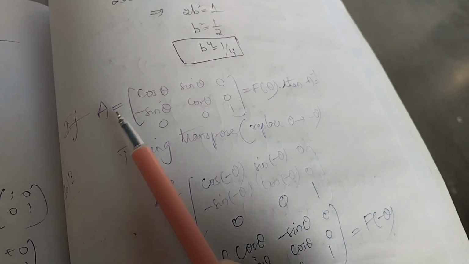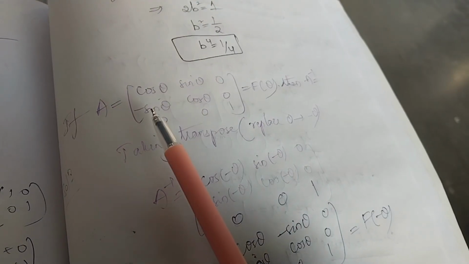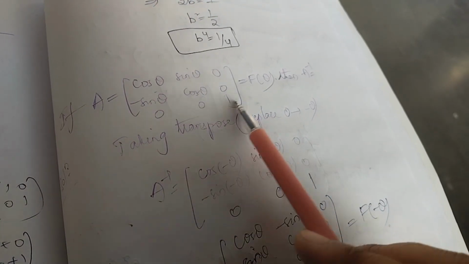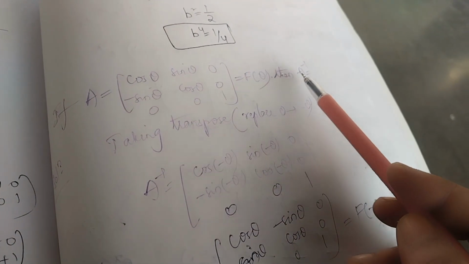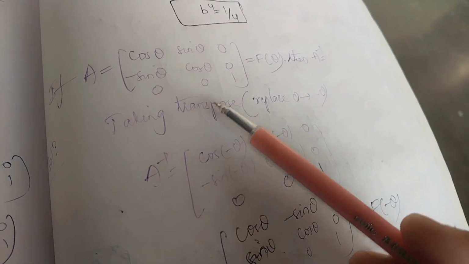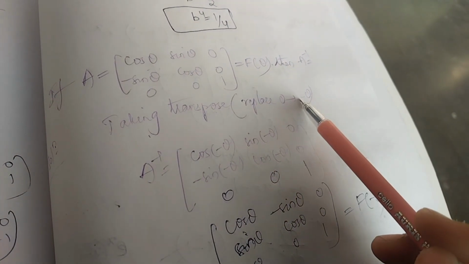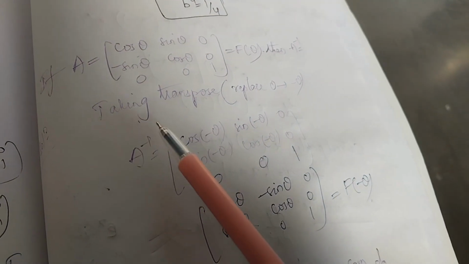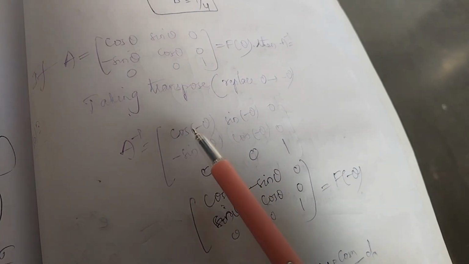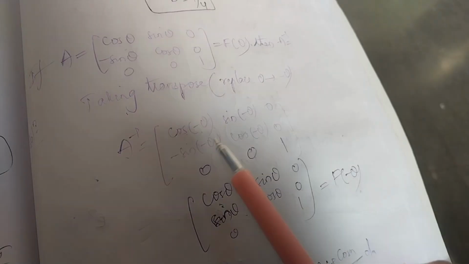The next question is, if A equals [cos theta, sin theta, 0; minus sin theta, cos theta, 0; 0, 0, 1] equals f of theta, then find A inverse. Whenever you find A inverse, we simply take the transpose of it and replace theta with minus theta. So then we get A inverse by replacing theta with minus theta: cos of minus theta, sin of minus theta, 0.